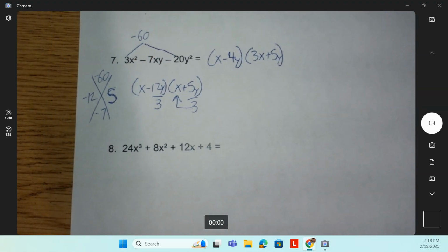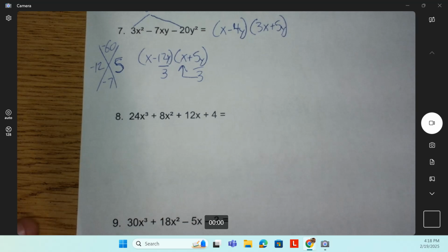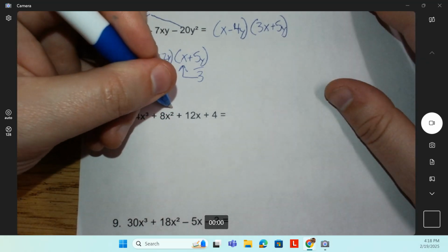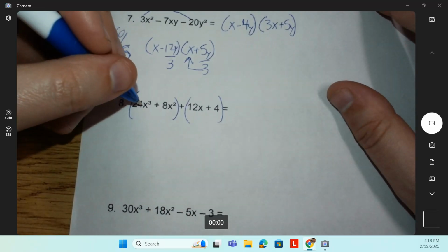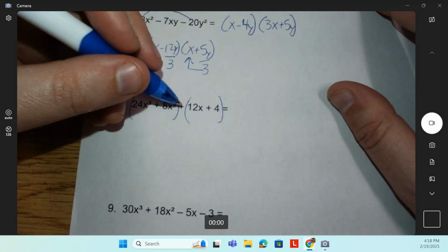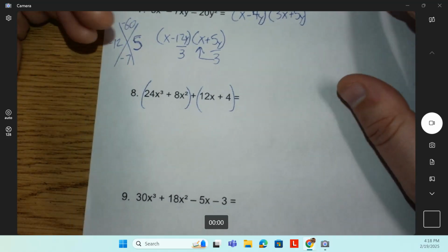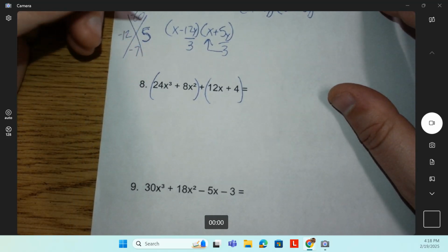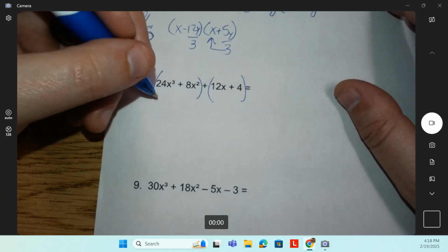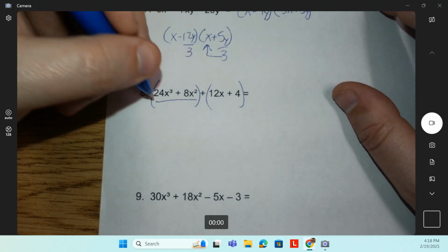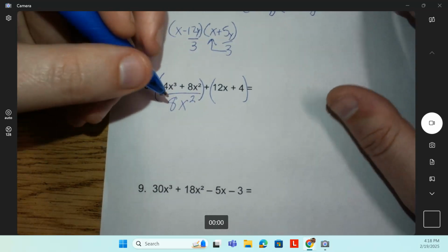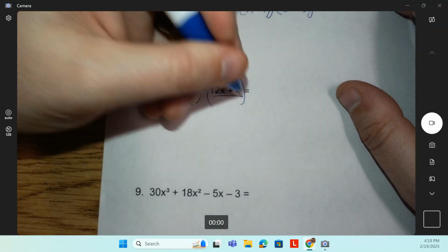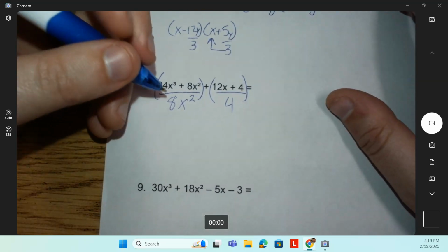Now we get into the ones that are a little bit new. So when you have 4 terms like this, what we're going to do is split them up into 2 binomials added together. So 24x cubed plus 8x squared, all that plus 12x plus 4. And I'm going to see if I can pull out some common factors. So these would both have an x squared, and they would both divide by 8. And then over here, both those would divide by 4.